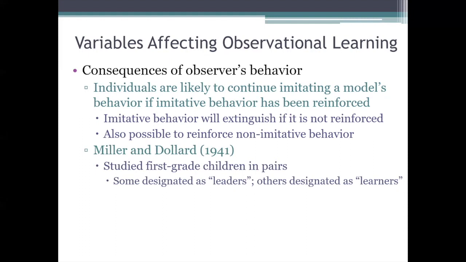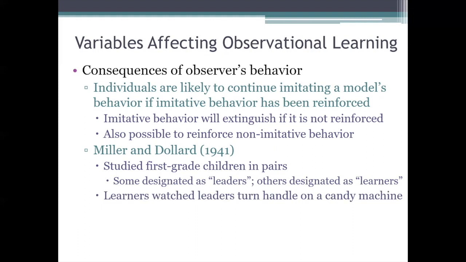Now, there's a classic study, which is briefly summarized in your textbook, that illustrated this basic point about imitation continuing when it's reinforced and not when it isn't. So I'm going to finish up here by describing that study for you. It was conducted back in the 40s by Neil Miller and John Dollard. The participants in this study were first grade children who participated in pairs. In each pair, one child was designated as the leader, the other was designated as the learner, and each trial in the experiment involved having the kids turn the handle of a machine in a particular direction. If they turned it in the correct direction, then they got some candy, so the candy was the reinforcer. But if they turned it in the wrong direction, then they didn't get candy.